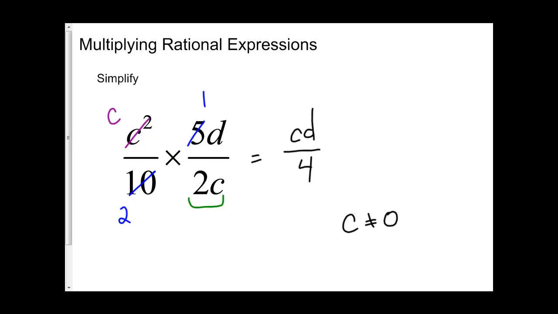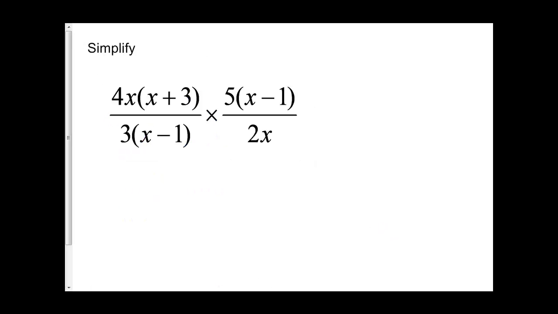In a slightly more complex equation, I have factors in each expression. Now here I've got a factor of 4x and then a separate factor of x plus 3. In this side I've got a factor of 5 and a separate factor of x minus 1. My denominator here is I've got a factor of 3 and a separate factor of x minus 1. And then finally my denominator in my second expression is 2x.